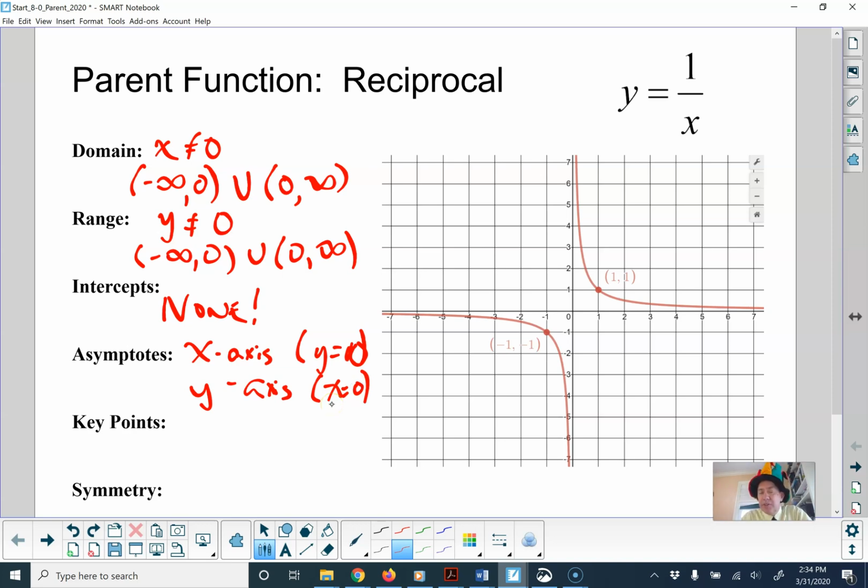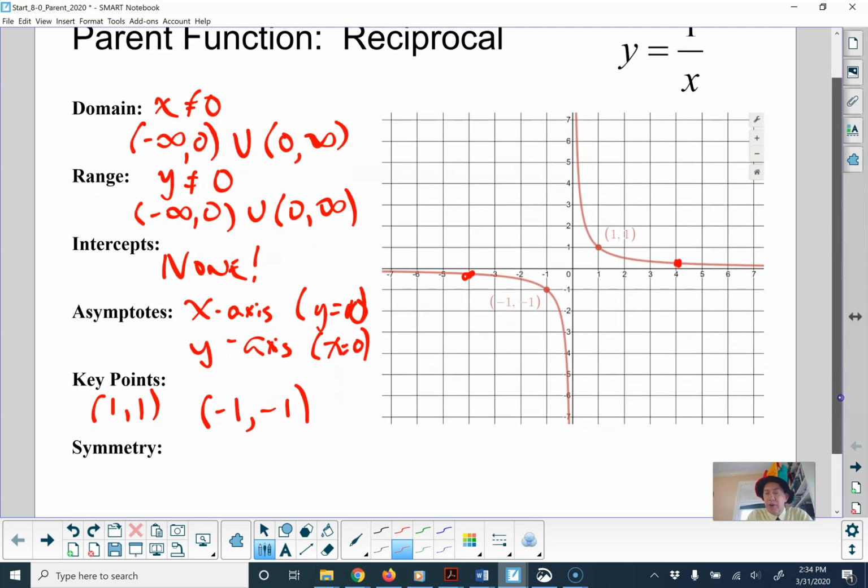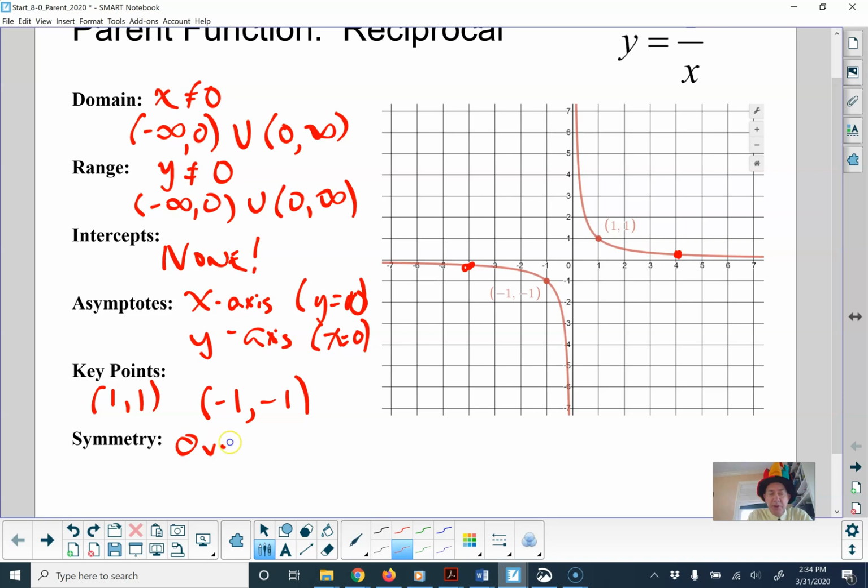Key points on the graph that you can see labeled here: 1, 1, negative 1, negative 1. They are there, and the graph has interesting symmetry, does it not? It is symmetric over the origin, like any other of our functions. So for instance, the point 4 and 1 quarter is on the graph, so is the point negative 4 and negative 1 quarter. So we're talking about over the origin, which makes it an odd function.